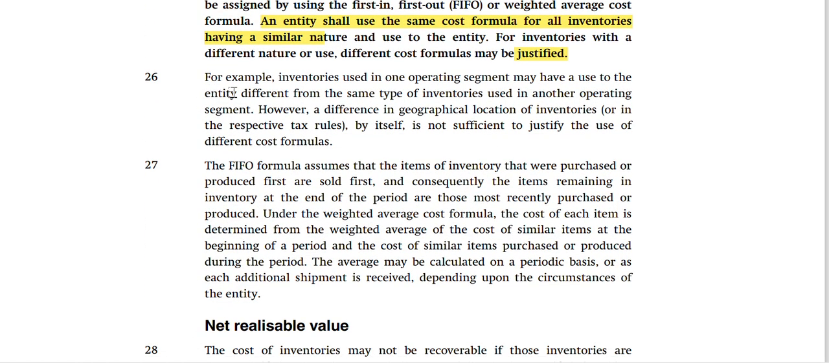And then paragraph 26, for example: inventory used in one operating segment may have a use to the entity different from the same type of inventory used in another operating segment.